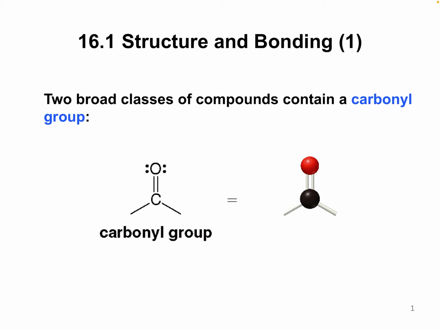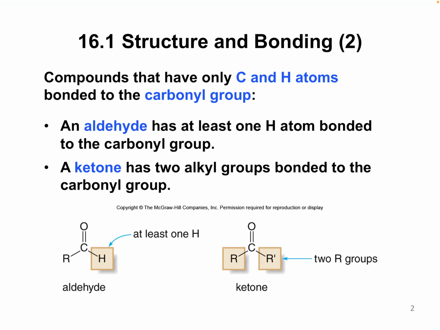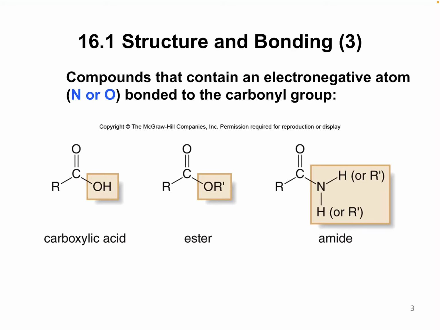All right, so remember that aldehydes and ketones both contain that functional group, carbon double bonded to oxygen. We call that a carbonyl group. So the compounds that we're going to discuss in Chapter 16 are ones that have only hydrogens or carbon atoms bound to the carbonyl group. An aldehyde has to have at least one hydrogen bound to the carbonyl group, and a ketone has two alkyl groups, so two carbon-based groups bound to the carbonyl group.